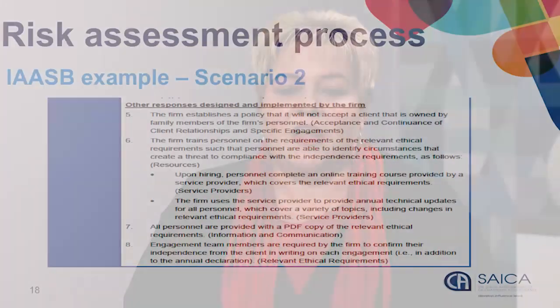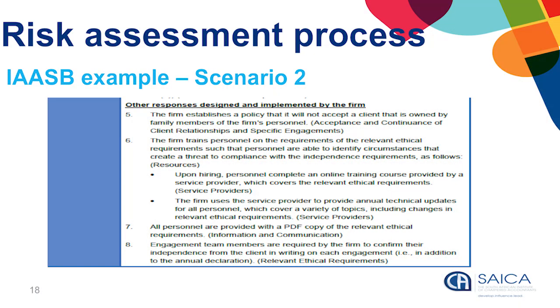And then lastly, the example also contains some other responses designed and implemented by the firm. And this is now where you as a firm need to really go down and tailor and specify your responses. So examples here again would be, because it is a smaller environment, the firm establishes a policy that it will not accept a client that is owned by family members of the firm's personnel. Or they might include a response that says, all personnel will be provided with a PDF copy of the relevant ethical requirements, and training will be provided on an annual basis to all of the firm's personnel to make them aware of what these independence requirements are.